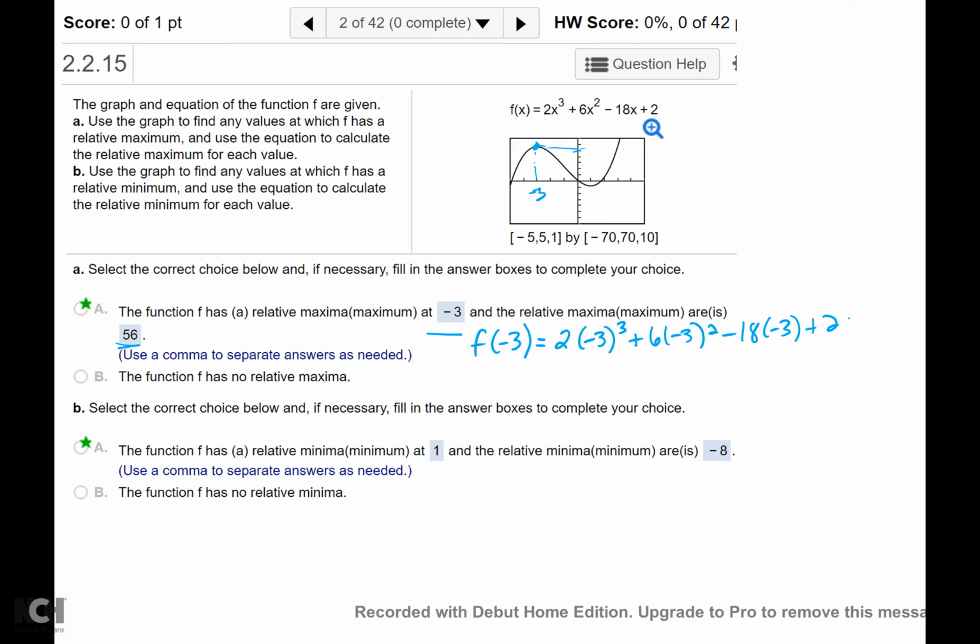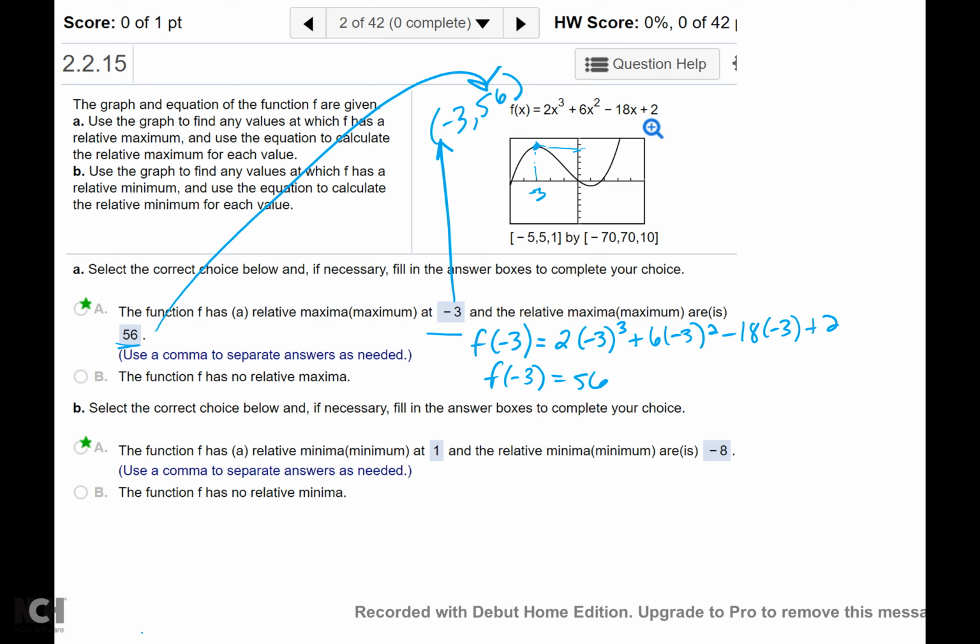If I type that in left to right, just like I wrote it, 2 parentheses negative 3 caret 3 plus 6 parentheses negative 3 squared minus 18 parentheses negative 3 plus 2, you get f of negative 3 equals 56. So that ordered pair is negative 3 comma 56. The maximum is at x equals negative 3, and the maximum value is 56.